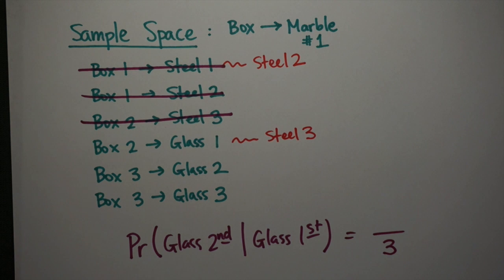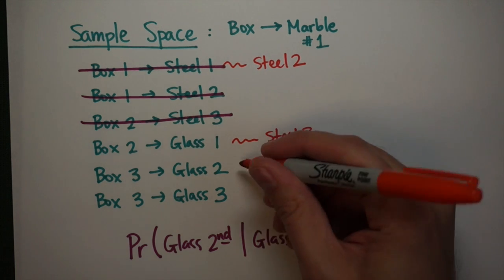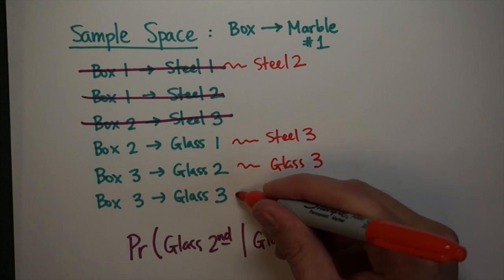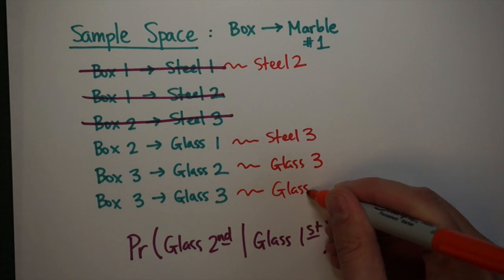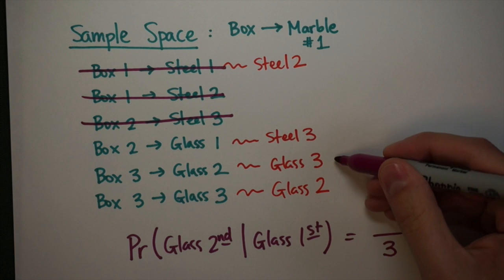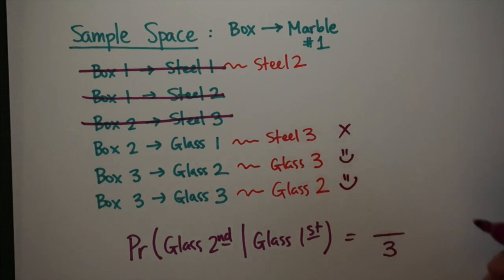Out of these 3 things, which are the ones that actually give me the event that I'm looking for, that I draw a glass stone second? Well, in the first case, I'm drawing a glass 1 and then steel 3. In the second case, I'm drawing glass 2, then glass 3. In the third case, I'm drawing glass 3, then glass 2. So out of these 3, the first one doesn't match, but the second one and the third one do. And so we get our probability of 2/3, just as we found when we did the mathematics. I hope that all makes sense, and let me know if you have any questions.